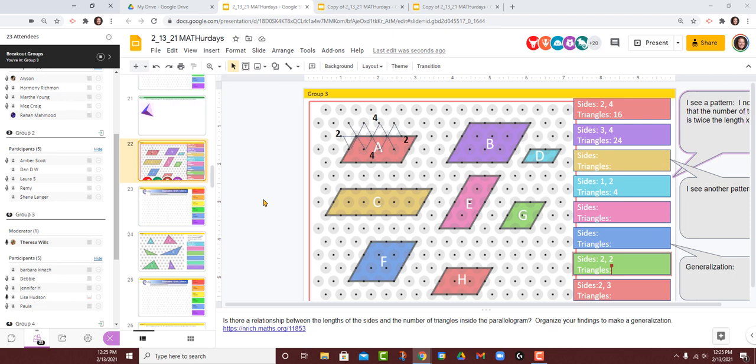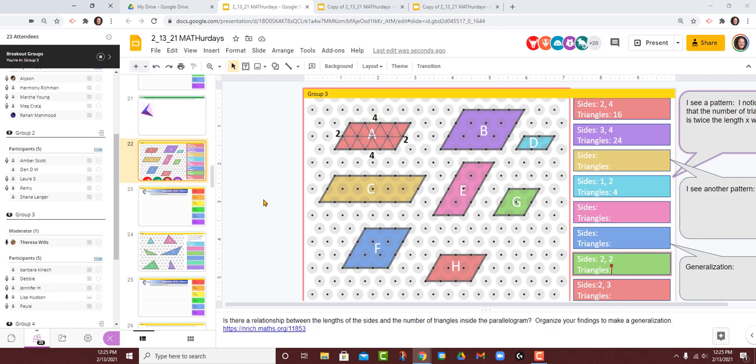We encourage mistakes in here. So if you accidentally move something, just hit Control Z and it'll go back.